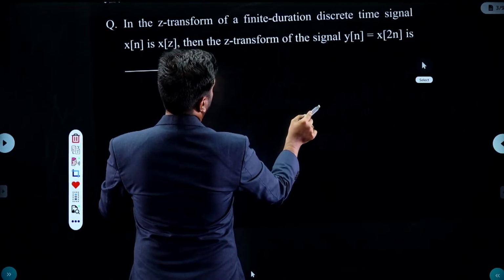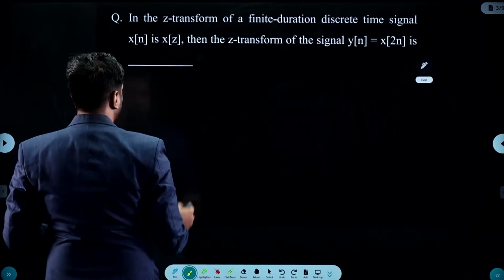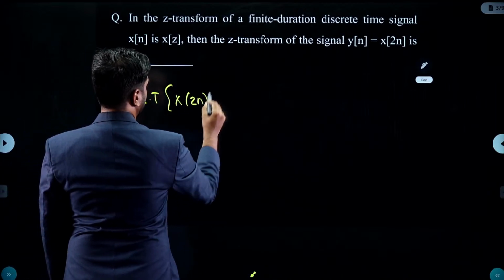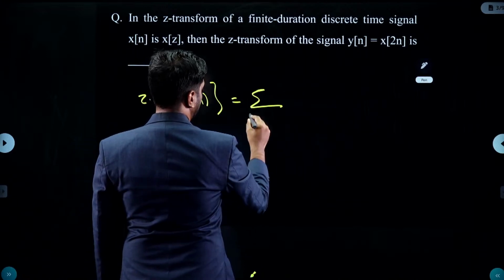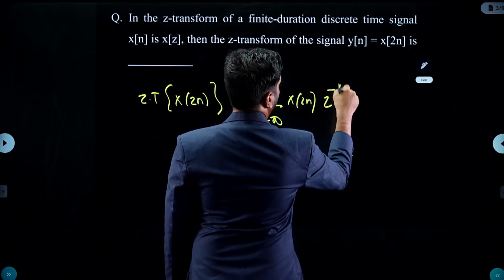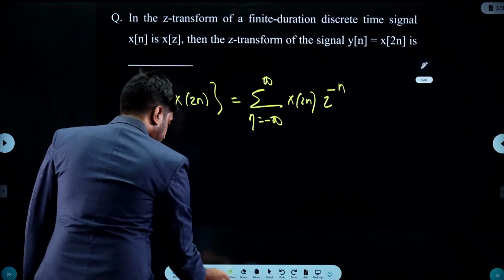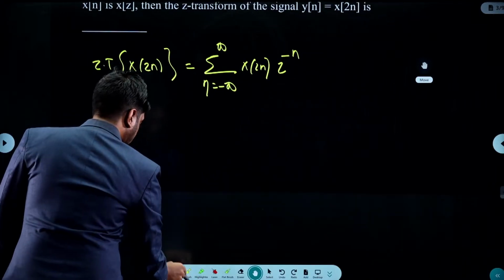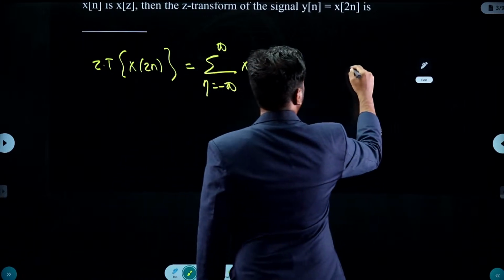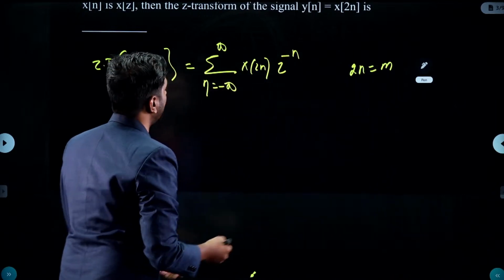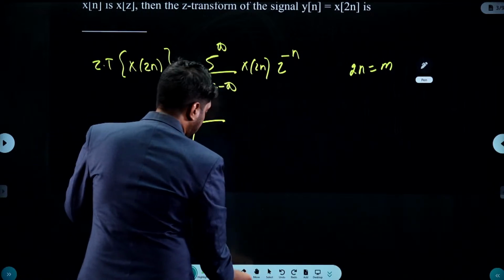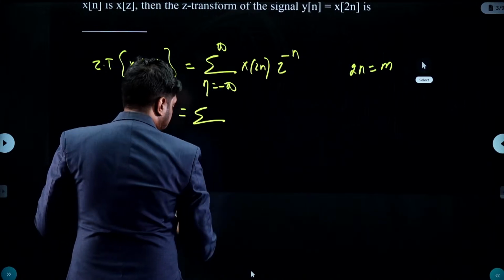So how do you find the Z transform? The Z transform of x of 2n. Let's apply the definition. The definition says summation n from minus infinity to infinity x of 2n z power minus n. So what we can do is go for a substitution like 2n equal to m. Let's see what happens here. So this gets modified as a summation, and since we have gone for the substitution, the limits will now be in terms of m. So m will be an even number.